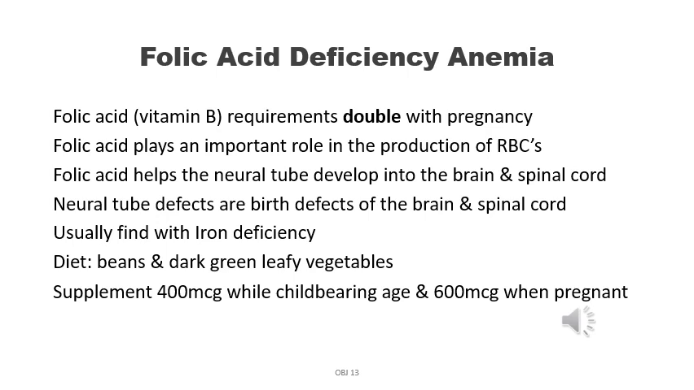Supplement 400 micrograms while of childbearing age and 600 micrograms when pregnant. So anyone before they are pregnant, you recommend a minimum of 400 micrograms, but once they become pregnant, at least 600 to 800 micrograms. And if a woman has had a previous neural tube defect in one of her previous pregnancies, then she should increase it a little bit more.